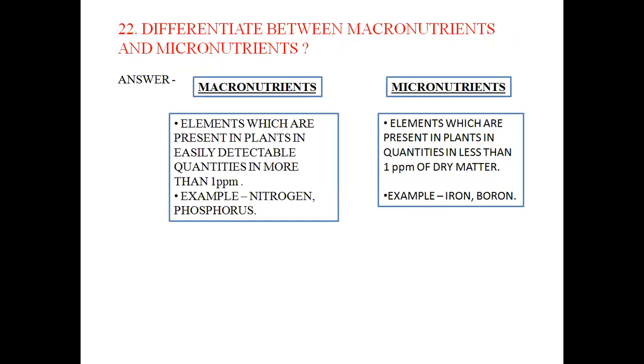Next, what is the difference between macro and micronutrients? Firstly, macronutrients are those nutrients which can be found in easily detectable quantity in plants, which is more than 1 ppm, meaning parts per million. Whereas micronutrients found in plants are found in quantities less than 1 ppm of dry matter. So this is macro and micronutrient. An example of macronutrients is nitrogen, phosphorus, whereas examples of micronutrients are iron and boron. You can give some other examples too.